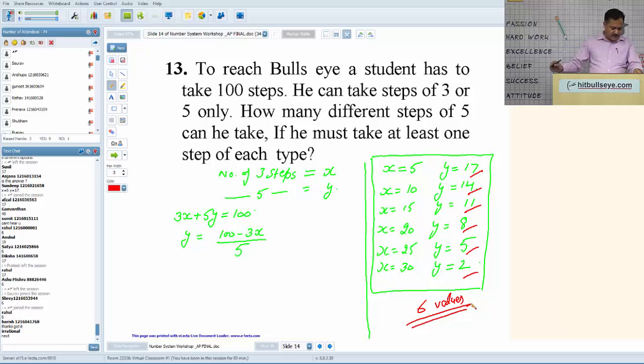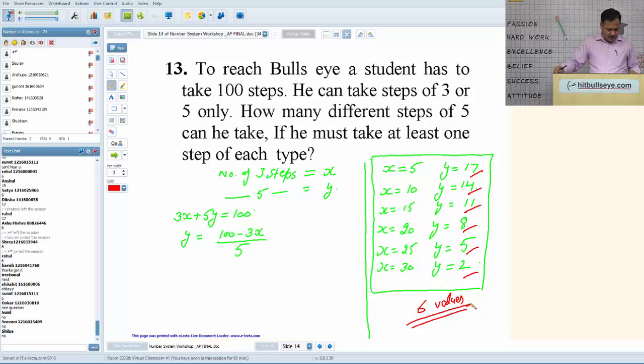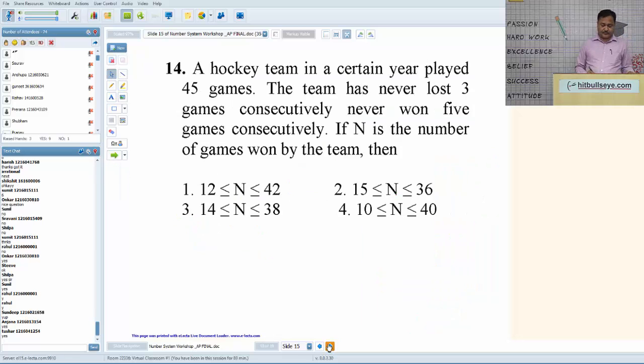So answer should be 6. So anybody having any problem in this question, you may ask. Okay, shall we try next question? So let us move to the next question.